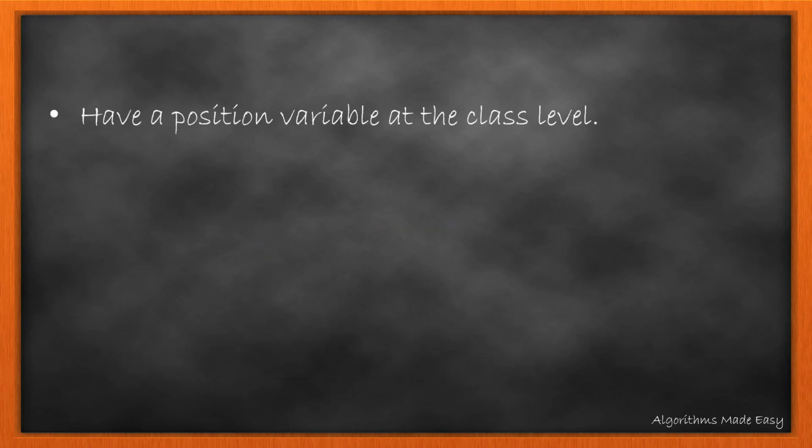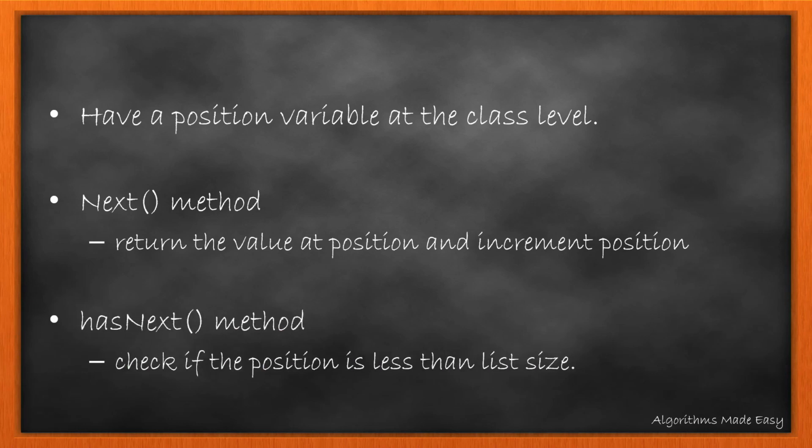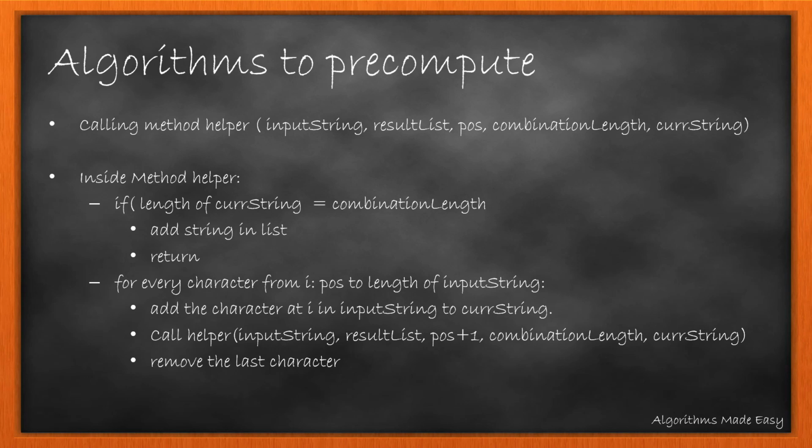For the two methods to work, we will have a position index at class level. In next method, we will directly return the string at position in the list and increment the position index. In hasNext, we will simply return whether the position is less than the list size or not. This algorithm is only for pre-compute. In the constructor, we will call the helper method. This helper method will pre-compute all the combinations and store them in the list.